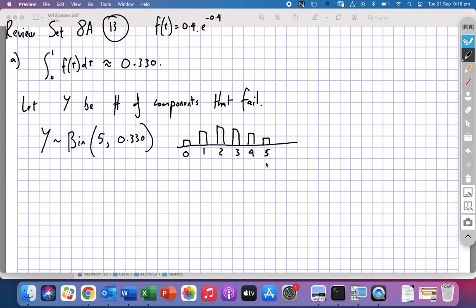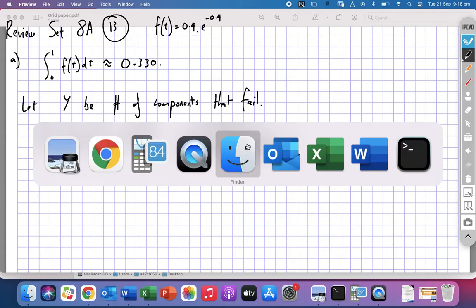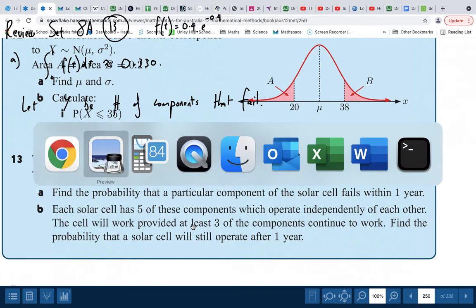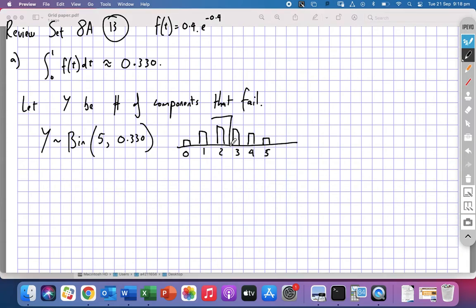Right. We need at least 3 to work, is that right? I'm going to double check that. So if I carefully read the question, the cell will work provided at least 3 of the components continue to work. So that means we're okay if 0 fail, 1 fail, or 2 fail. So if we're doing a binomial CDF, we need to say, what's the chance that 0, 1, or 2 fail? And we're looking at the accumulation of that. So we'll be doing binom CDF, because that's the same as what's the chance that 3, 4, 5 succeed.